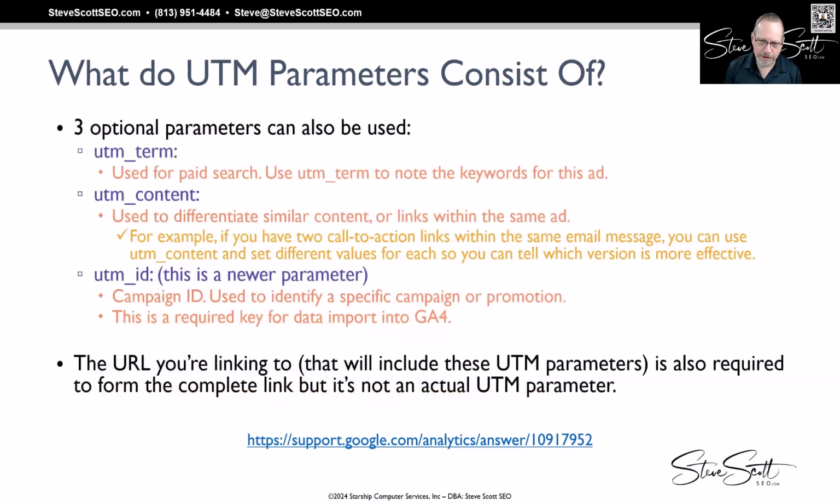The other 3 parameters that you can use are optional. First one is UTM term. And this is typically for paid search only, and it's a way to put the keyword for this ad, or for the ads that are going out there. You have UTM content. This is to differentiate similar content or similar links within the same ad. So lots of times in paid ads, you may be using slightly different groups in there. You can maybe use it as a group or put a keyword. So if you had 2 call to action links within the same email message, maybe you have one at the top and one at the bottom, you can differentiate it with content.